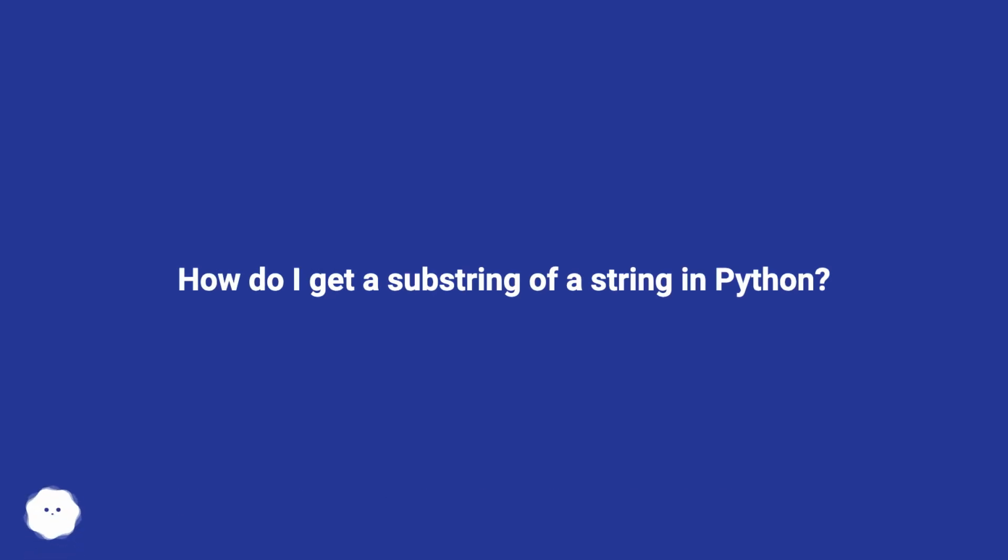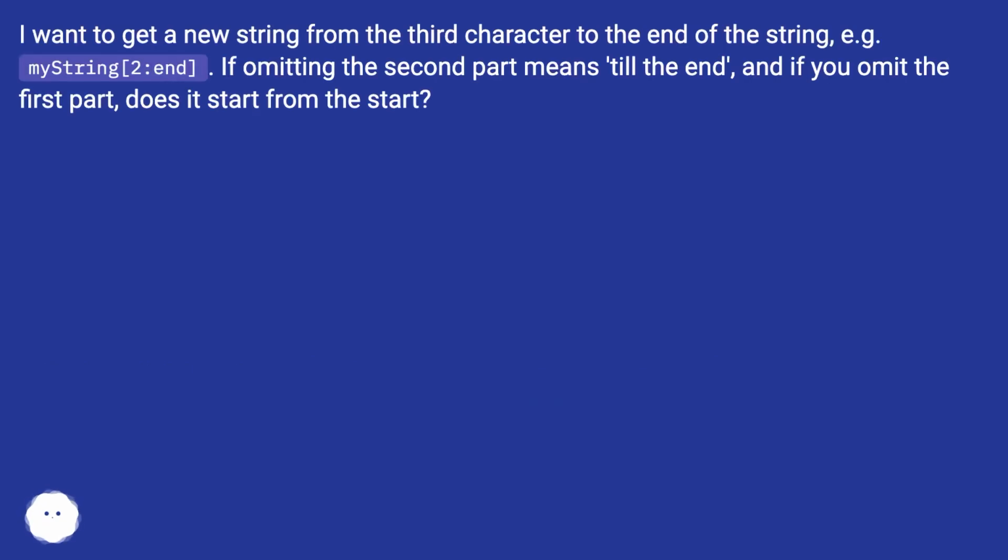How do I get a substring of a string in Python? I want to get a new string from the third character to the end of the string, e.g. myString[2:]. If omitting the second part means till the end, and if you omit the first part, does it start from the start?